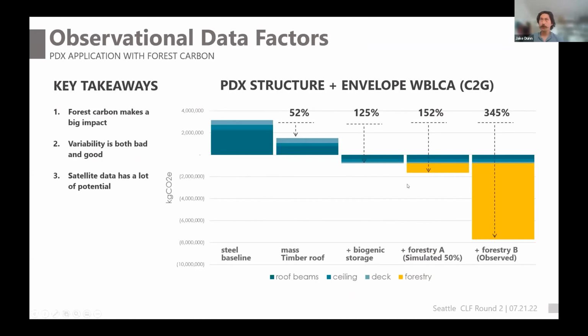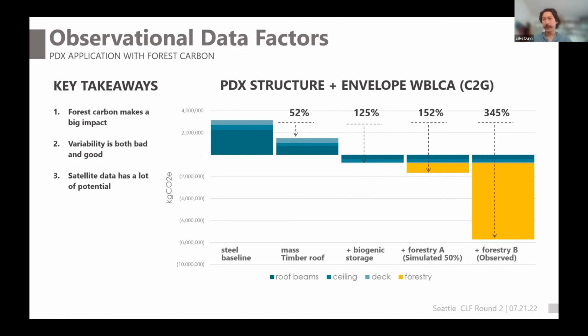And so as we march through this, we also included some of the early simulated forest factors, which I believe we talked about in this group before, in terms of a 50-50 Oregon-Washington split and what impact that would have versus this more observational satellite-based approach. And there's a big difference, right? And there's a big variability behind both of these different additional claims of savings. But the question of how much of a deal this makes starts to become clear.